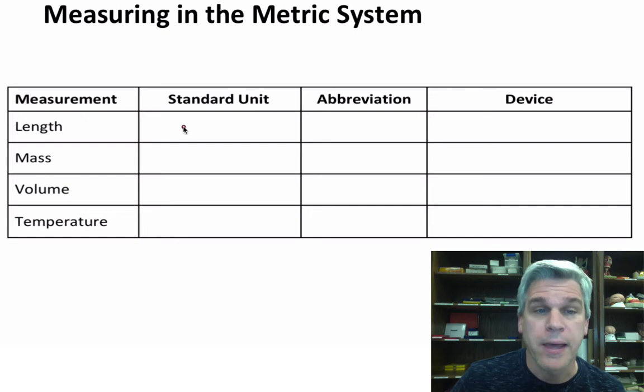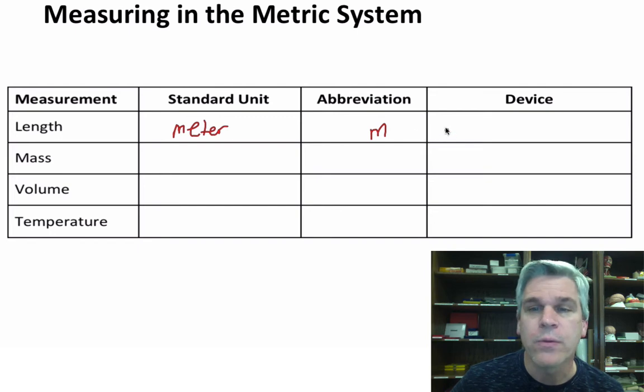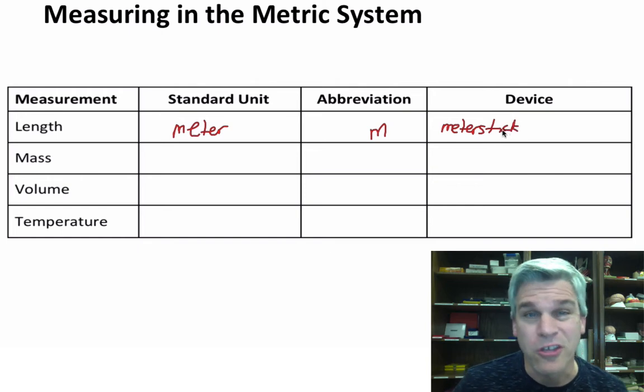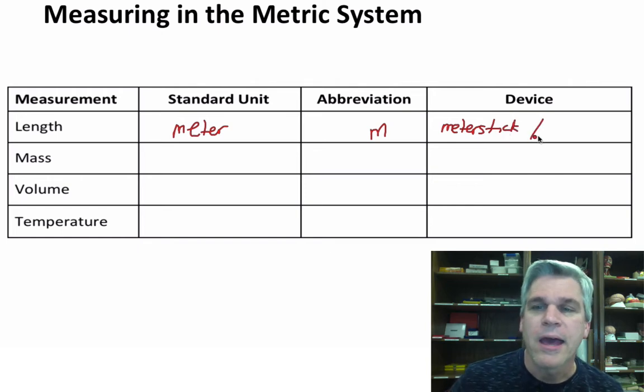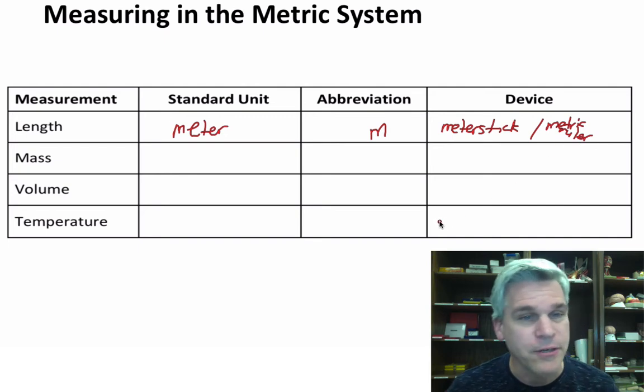When we are measuring length, the standard unit is a meter, and we simply abbreviate that with the letter m. The device that we use is called a meter stick, which some people sometimes call a yardstick. It's not the same thing. Or we might use a metric ruler. A metric ruler, although it is 12 inches in length, is actually just slightly over 30 centimeters.